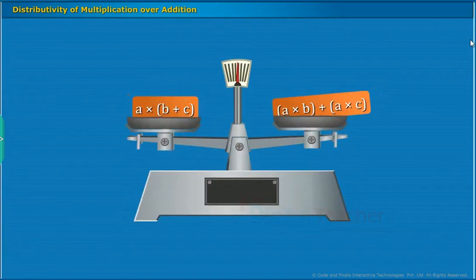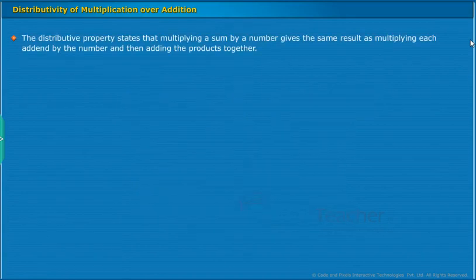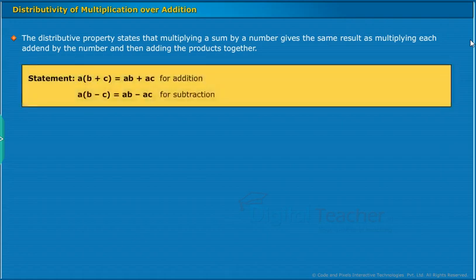Distributivity of multiplication over addition. The distributive property states that multiplying a sum by a number gives the same result as multiplying each addend by the number and then adding the products together. Statement: A into B plus C equal to AB plus AC for addition. A into B minus C equal to AB minus AC for subtraction.